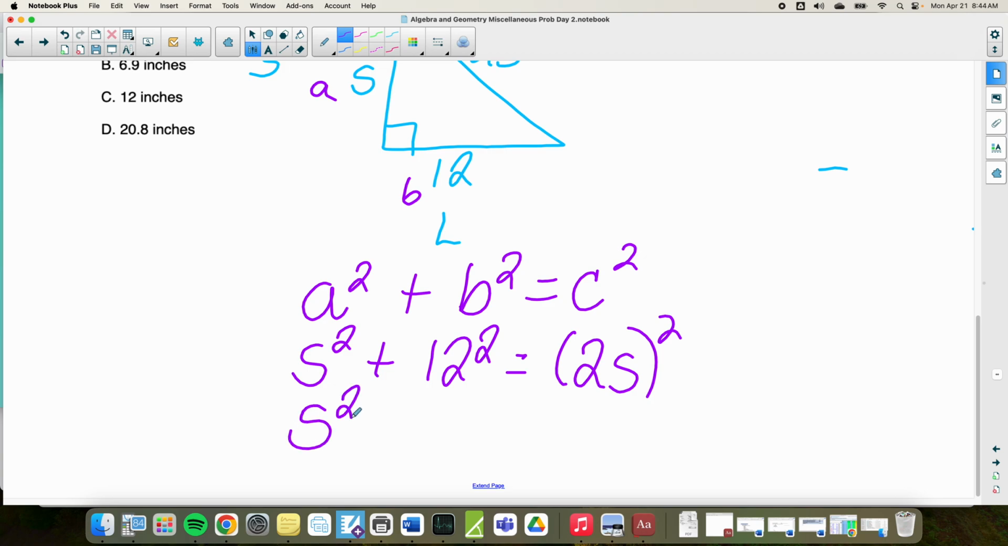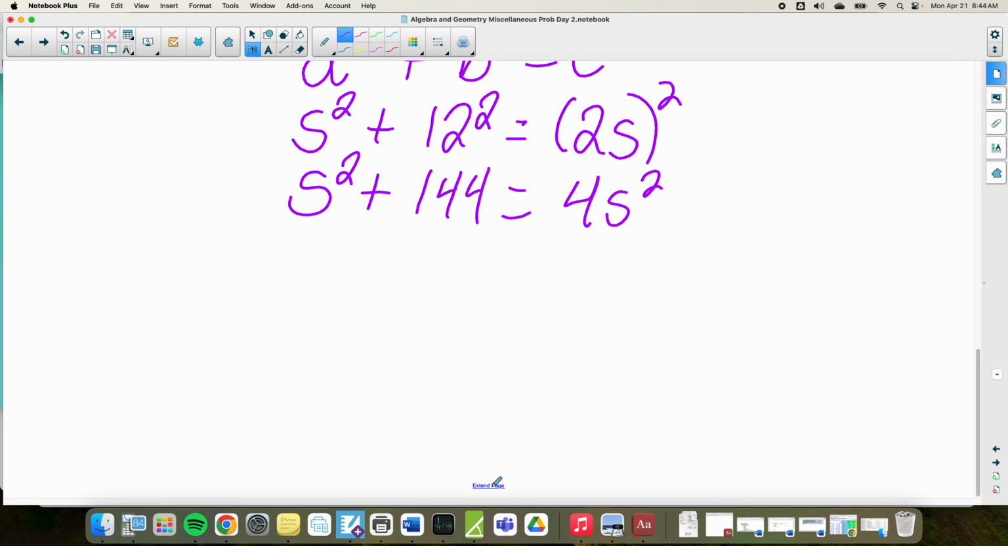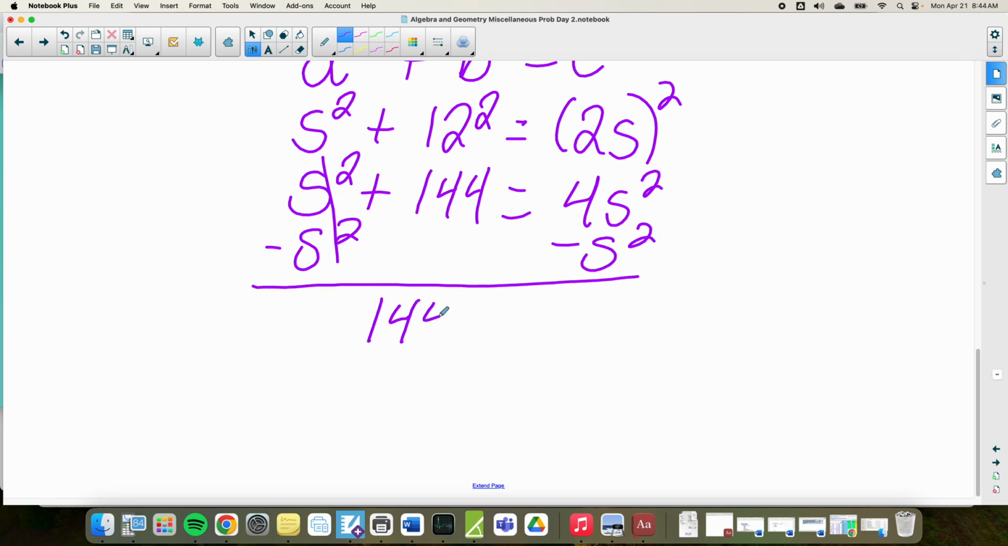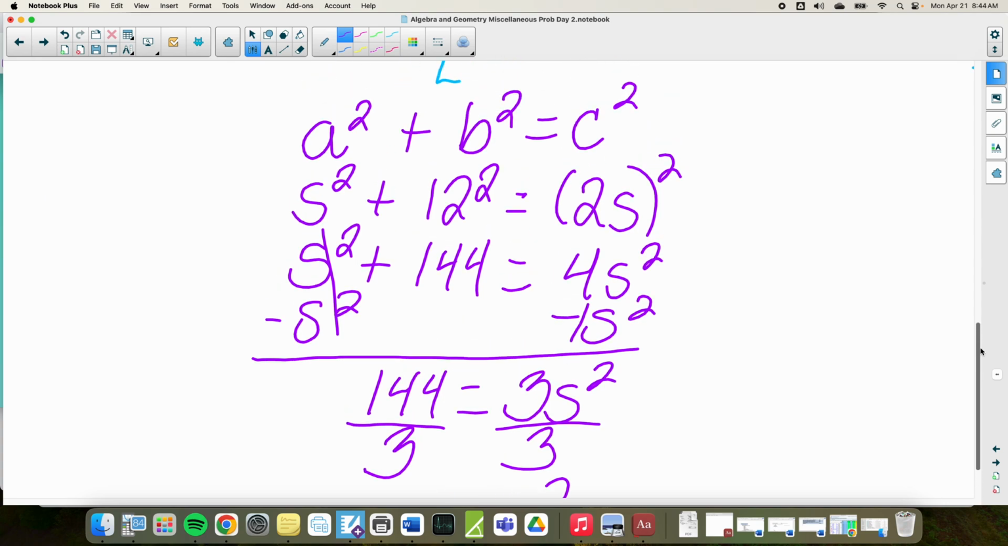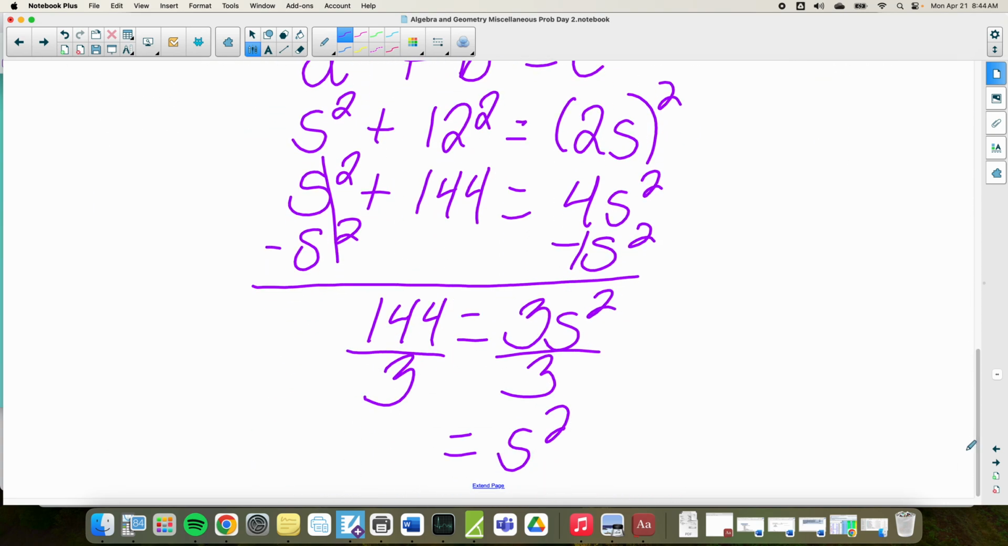Now, 12 squared is 144, 2 squared is 4, and then it's S squared. Okay, now what I'm going to do is just subtract my S squared and bring it over here, and I'd get 144 equals 4S squared minus, that's really 1S squared, is 3S squared. Then I would divide by 3, and I'd get S squared equals, again on this one, I'm quite certain they'd let you use a calculator.